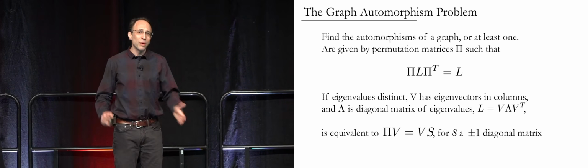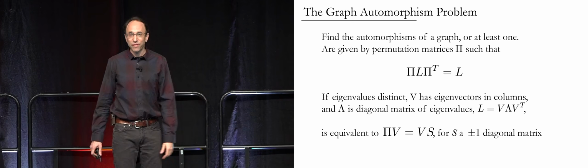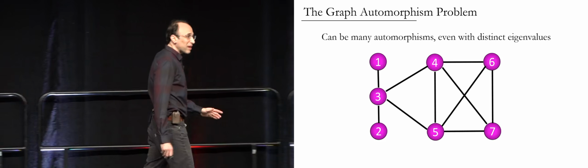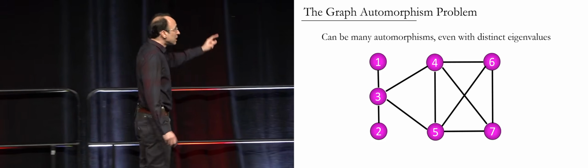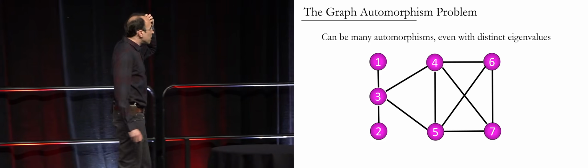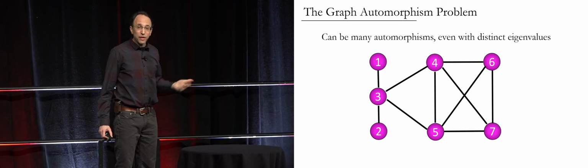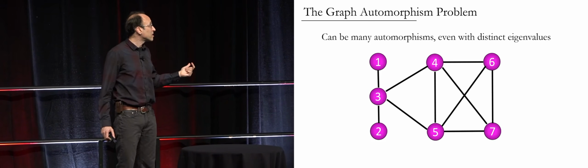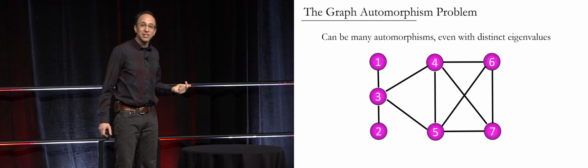Finding those is equivalent to solving the graph isomorphism problem. It's a little easier to think about. It's made complicated by the fact that some graphs have many automorphisms. Think of this graph. It has distinct eigenvalues, but if I flip nodes 1 and 2, I get the same graph. If I flip nodes 4 and 5, I get the same graph.